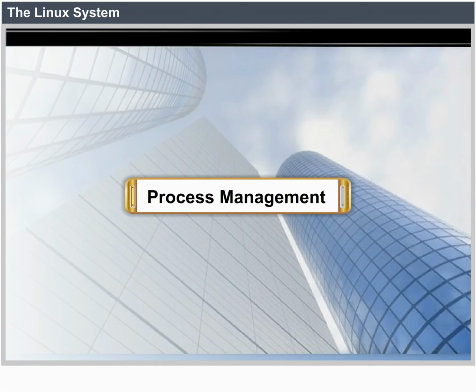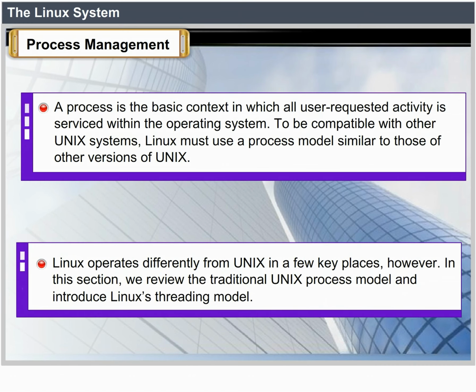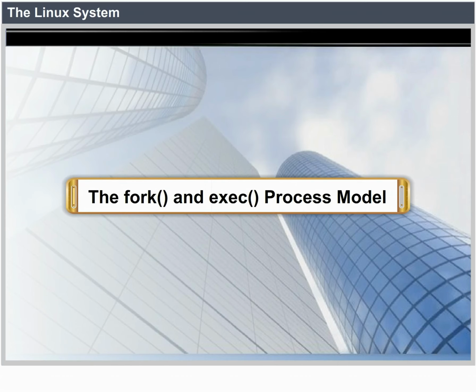Process management. A process is the basic context in which all user-requested activity is serviced within the operating system. To be compatible with other Unix systems, Linux must use a process model similar to those of other versions of Unix. Linux operates differently from Unix in a few key places. However, in this section, we review the traditional Unix process model and introduce Linux's threading model. The fork function and execute function process model.